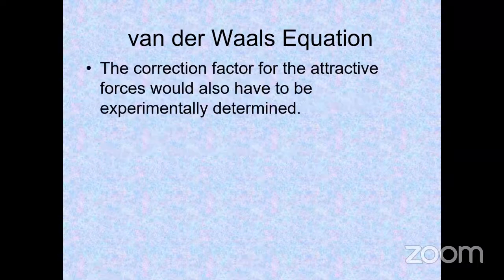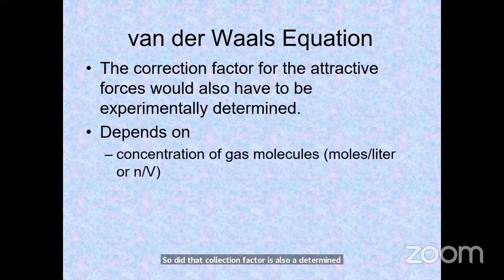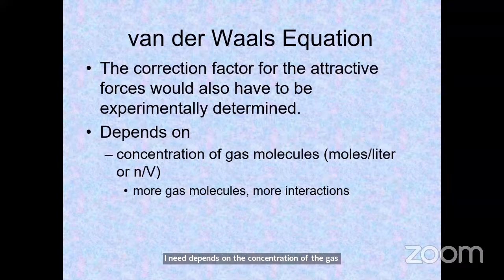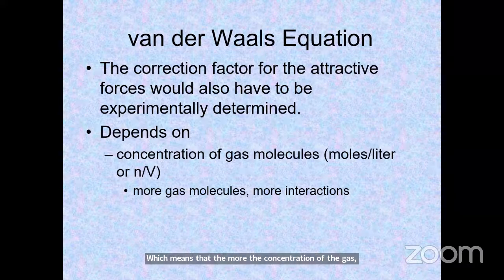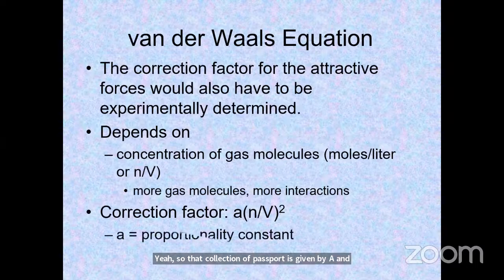That correction factor is also determined experimentally, and it depends on the concentration of the gas molecules, which means that the more the concentration of the gas, the more the interaction, which is normal. When you crowd them, they will interact better than when they are far apart. That's a function of concentration. So that correction factor is given by an^2 over V^2. That is what Van der Waals discovered. a is a proportionality constant determined experimentally.